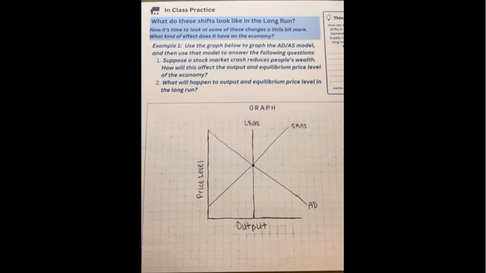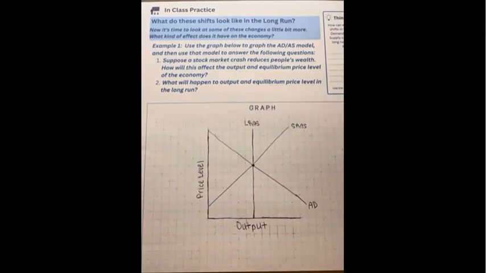So in the last page, we took a look at a few different economic events that shift the aggregate demand and aggregate supply curves. On this page, we're going to take a look at one more economic event that shifts the two curves, but we're also going to look at how the shifts impact the equilibrium price level and the output in the economy.